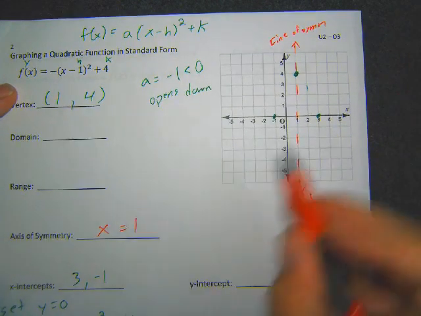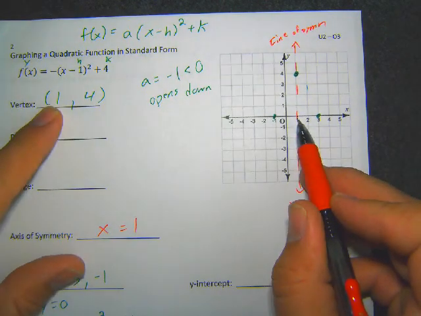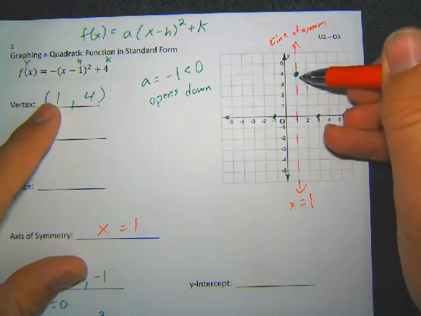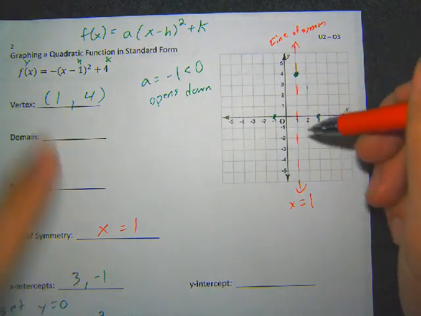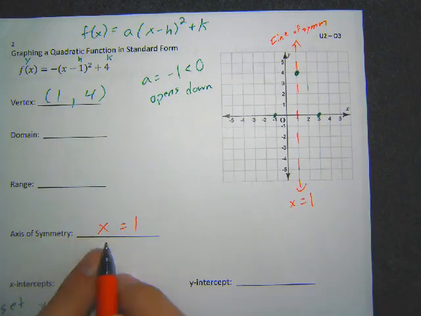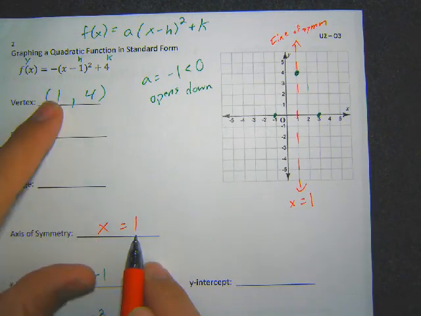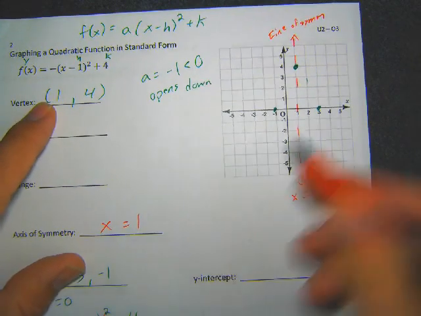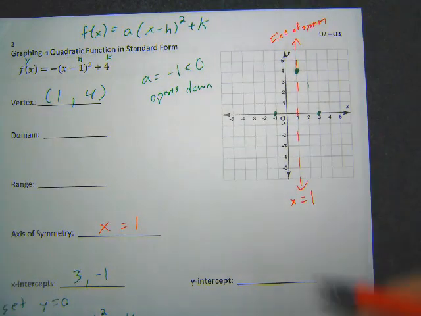Notice that the number it goes through, the 1, is the x coordinate of the vertex, because it's always going to hit the vertex. So you can do that. As soon as you know what the vertex is, you kind of know what the line of symmetry is. It's always going to be x equals whatever the x value of the vertex is, because it always goes to the vertex.